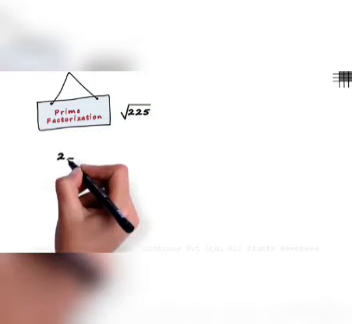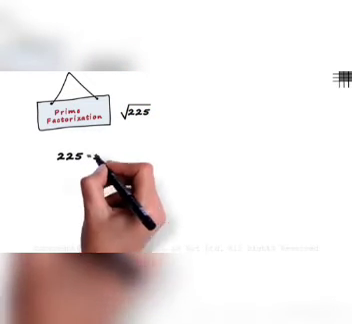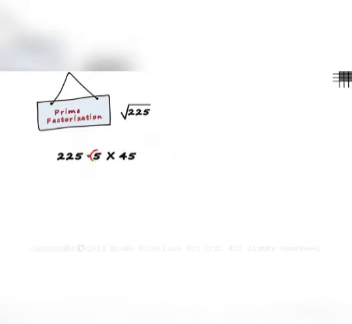So let us start reducing the number 225 into prime factors. Prime factors are the factors of this number which are prime. We can write 225 as 5 multiplied by 45. 5 is prime, but 45 isn't.